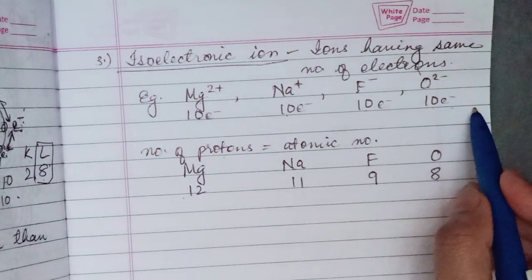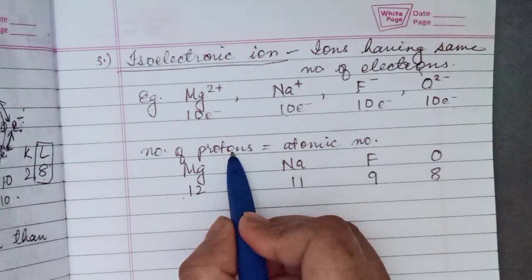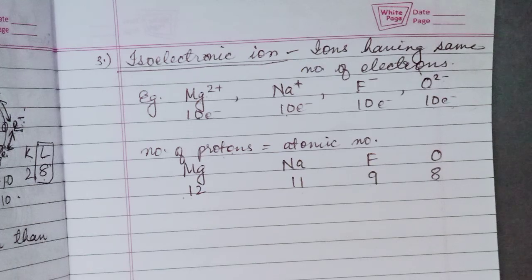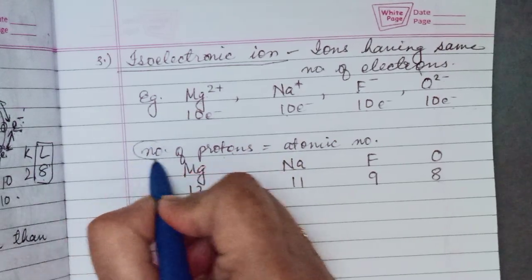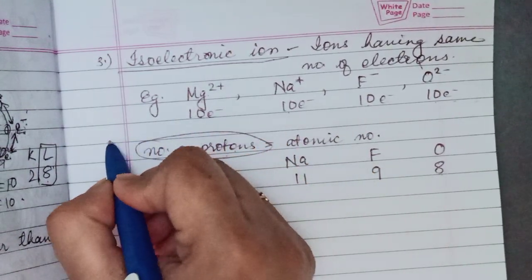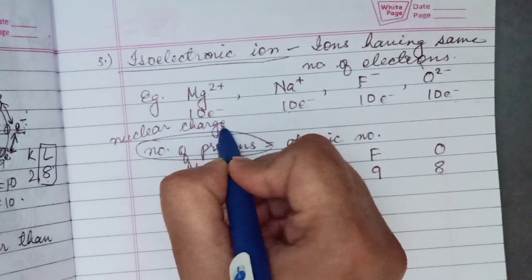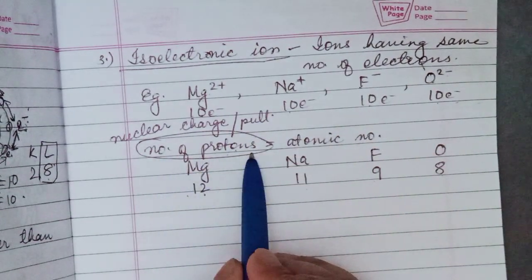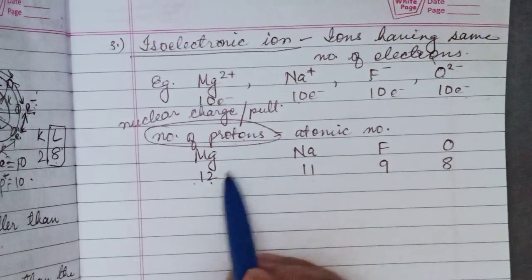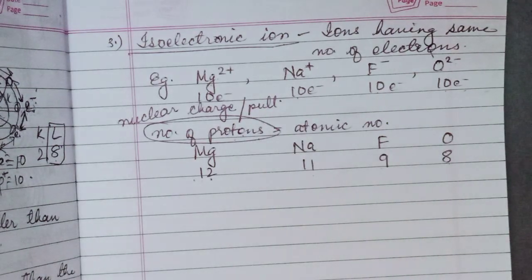And these are the number of electrons. Protons are present in the nucleus, so these protons represent the nuclear pull, or nuclear charge. If there are more protons, that means more nuclear charge, so they will pull the electrons towards the nucleus more strongly.